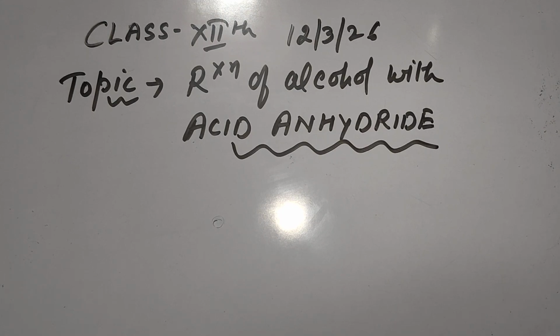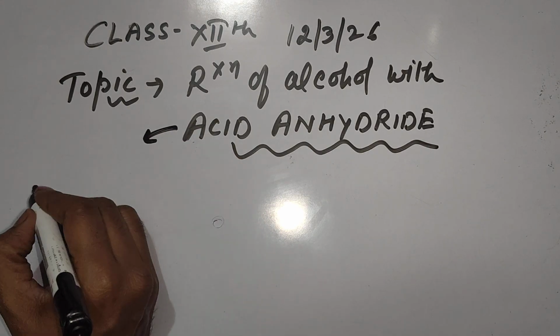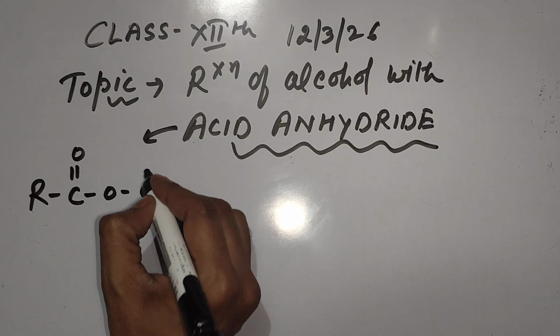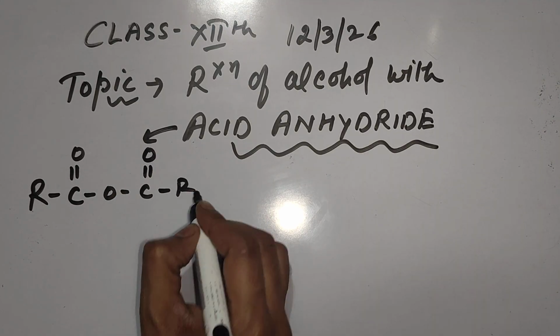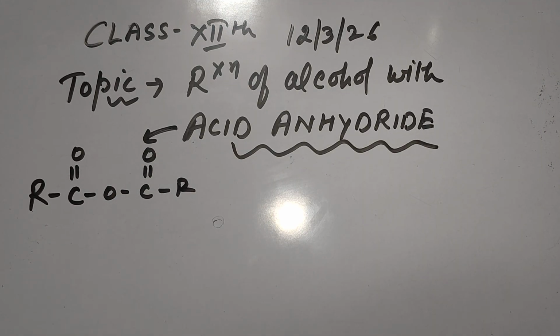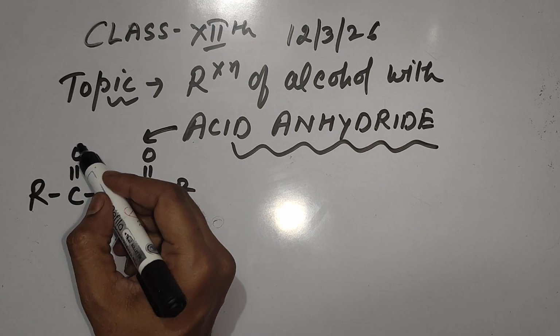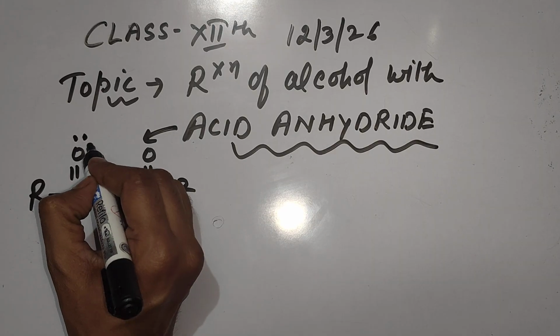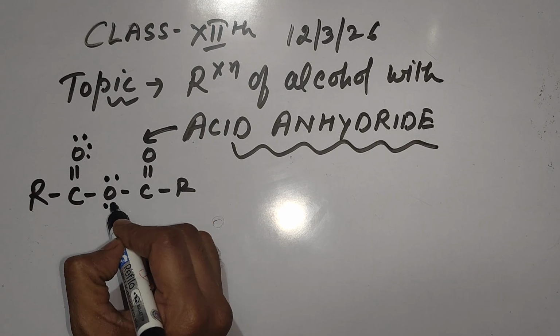Hello everyone, the next reaction in which alcohol is showing acidic behavior is with acid anhydride. Let's check the general formula of acid anhydrides. That is RCOOCOR, where R groups can be alkyl, they can be aryl, or one can be alkyl and the other aryl. Two carbonyl groups are there, one middle oxygen is there. All oxygens are carrying 2 lone pairs.